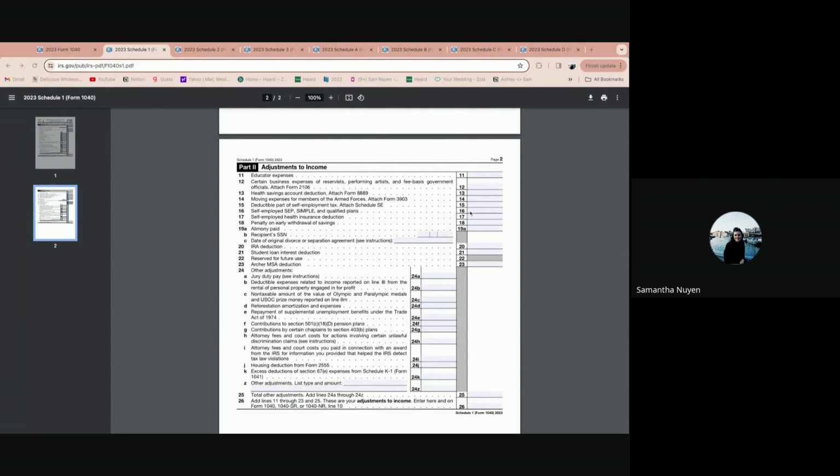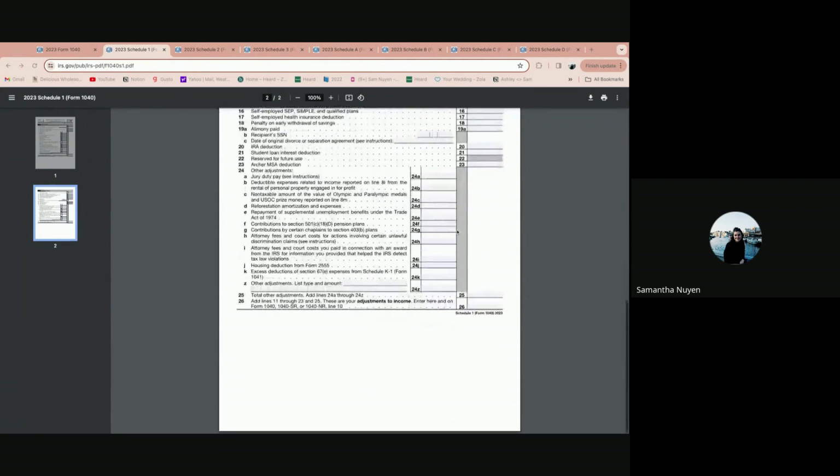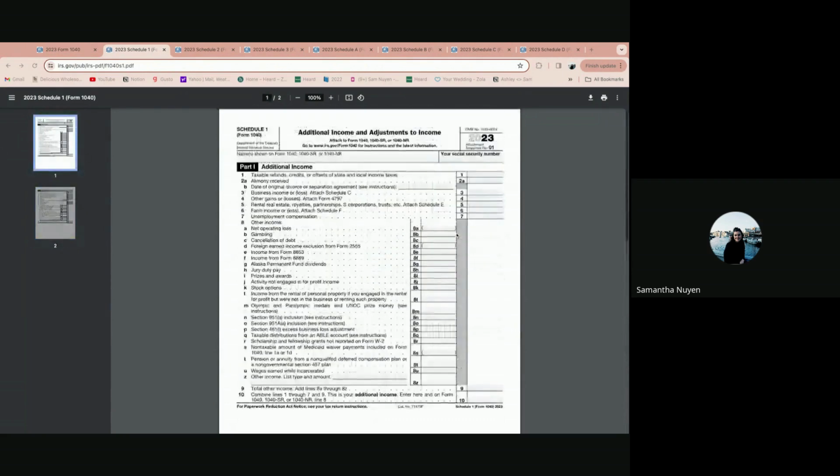So self-employed, a SEP IRA plan, health insurance, if you had a penalty on withdrawal of savings, and this section is mostly not filled out as well. And this is section 1. Schedule 1, sections 1 and 2.